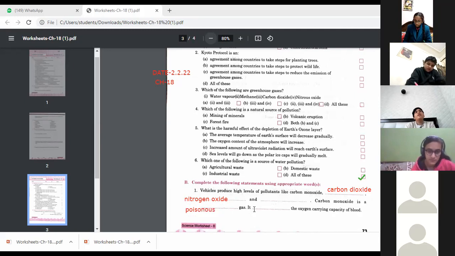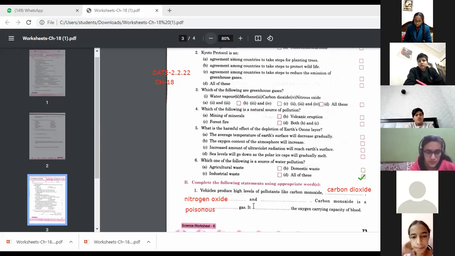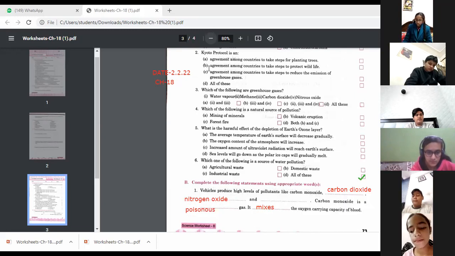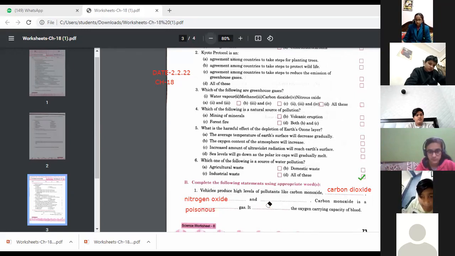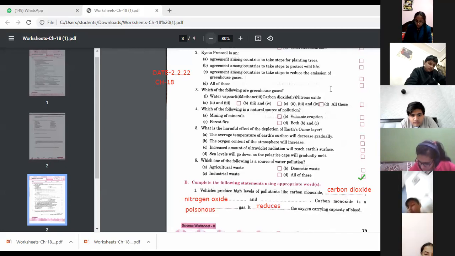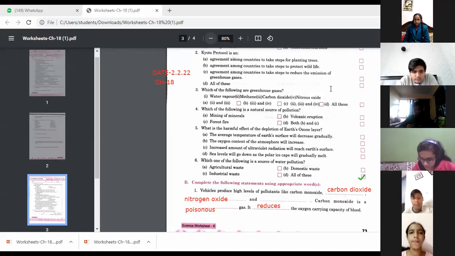Carbon monoxide is a poisonous gas. It mixes with blood and it reduces the oxygen carrying capacity of blood. Next, मैंने पैराग्राफ पढ़ा नहीं है. It reduces. After nitrogen oxide, what is there?